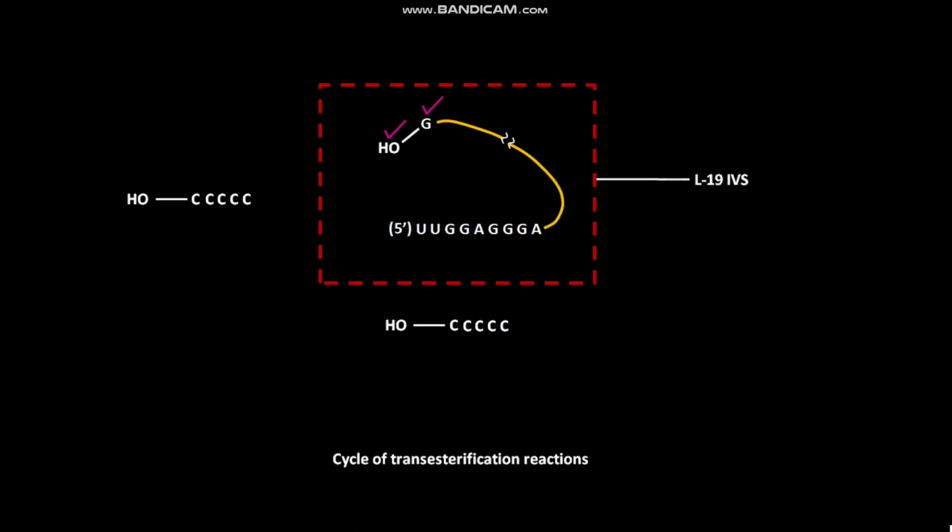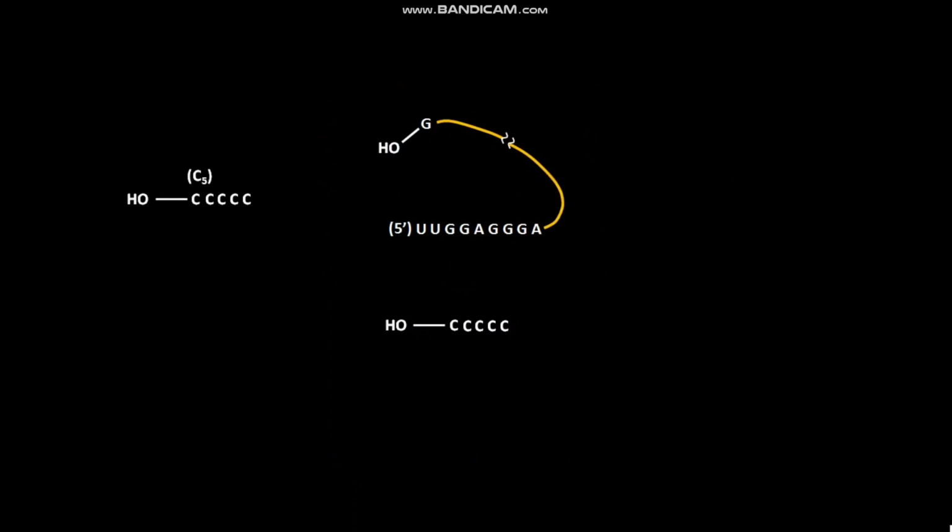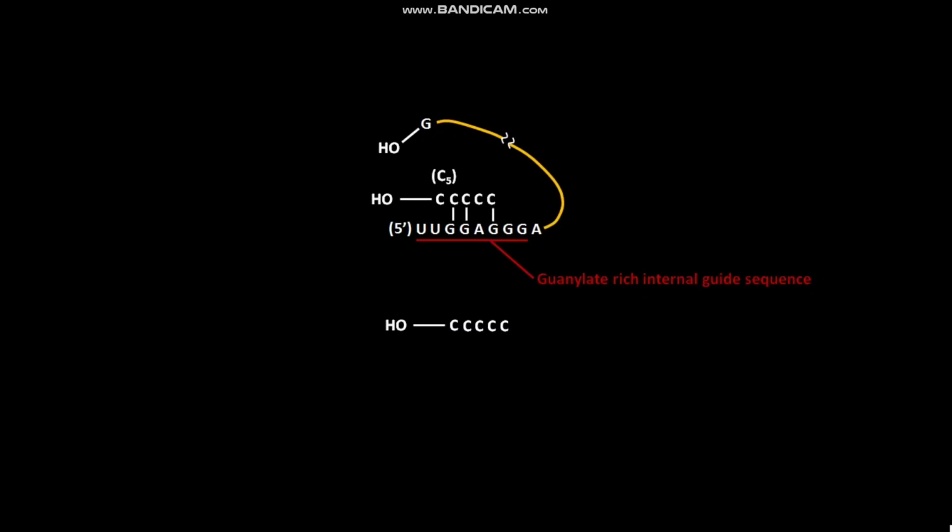A synthetic C5 oligomer is one of the ribozyme's better substrates, because the synthetic C5 oligomer can base pair with the guanylate-rich internal guide sequence remaining in the intron. During the cycle of trans-esterification reactions, first of all, a C5 oligomer base pairs with the guanylate-rich internal guide sequence.